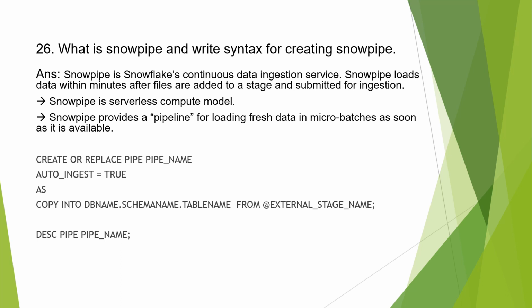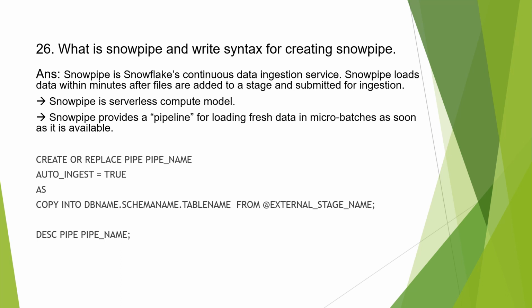And Snowpipe is a serverless compute model. That means we don't need to specify any virtual warehouse for Snowpipes. It will utilize the resources offered by Snowflake itself. And Snowpipe provides a pipeline for loading fresh data in micro batches as soon as it is available. So with continuous data loading, we are going to process small data sets every 5 minutes or every 30 minutes or every 1 hour. So we do micro batch processing here. It's like a pipeline between the cloud storage provider and Snowflake.